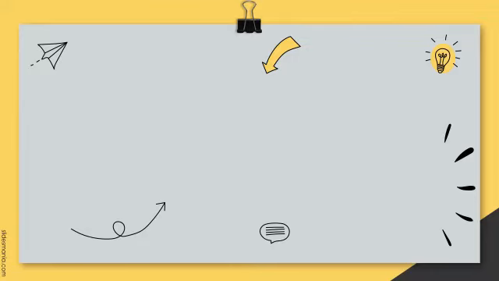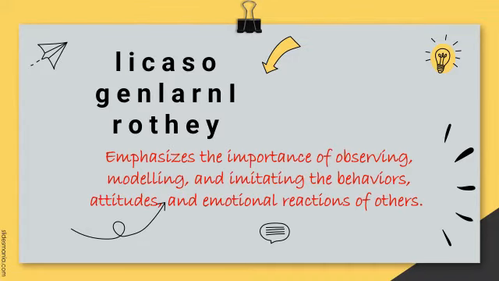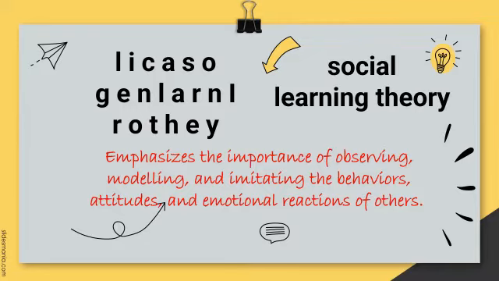Next is, it emphasizes the importance of observing, modeling, and imitating the behaviors, attitudes, and emotional reactions of others. What do you think it is? Correct. That is social learning theory.